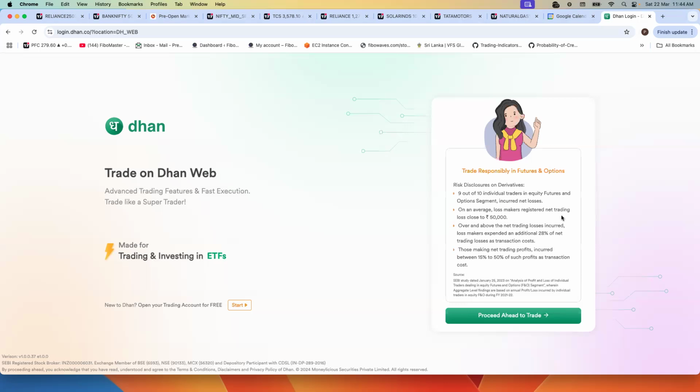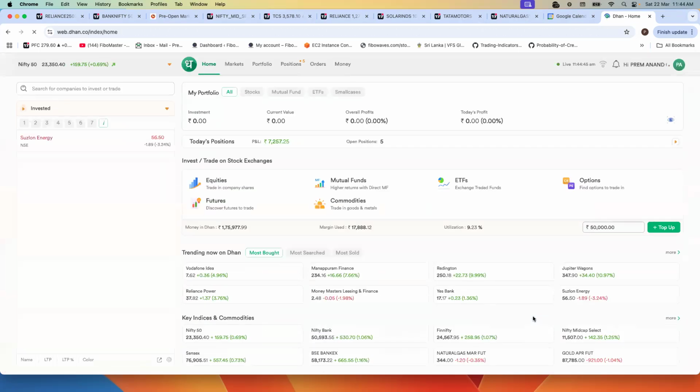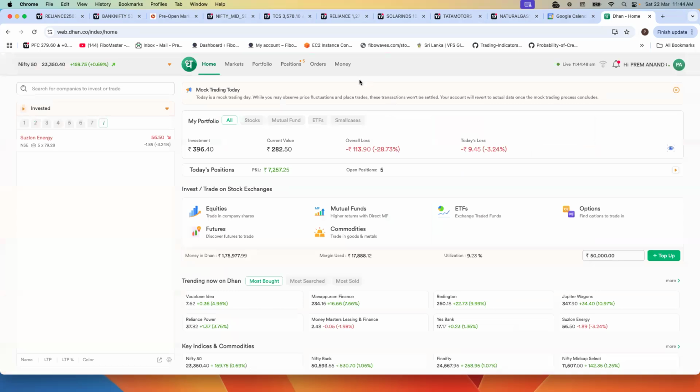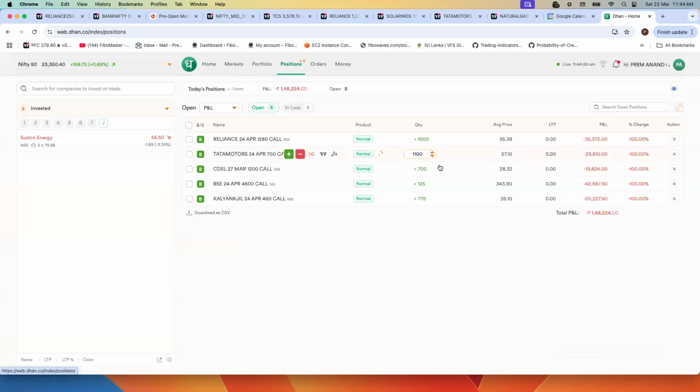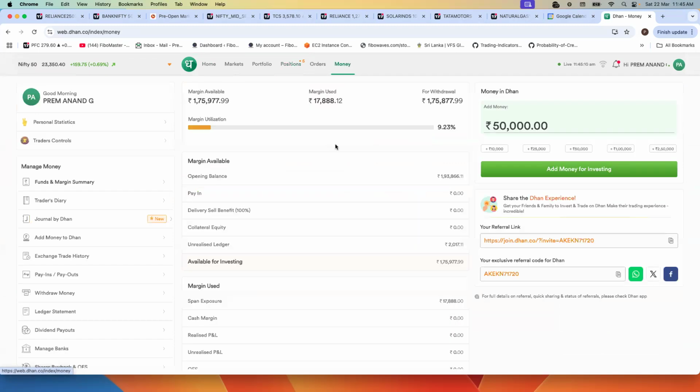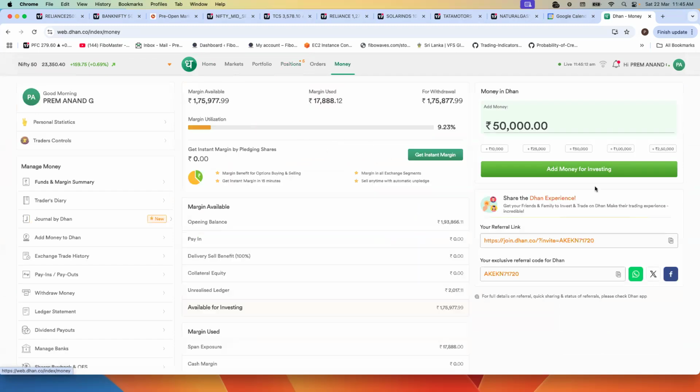So that is what I really want you to do. These are my open positions. Till April, the average price is 35.38. Tata Motors, I'm holding 27. CDSL, I'm having it. BSE, I'm having it. The investment part is somewhere around 3 lakhs, 3.5 lakhs is being invested.